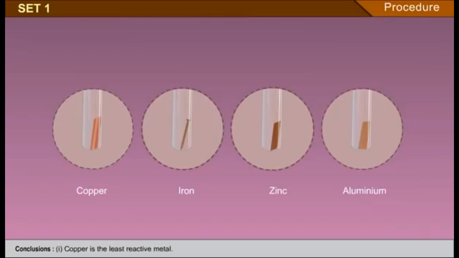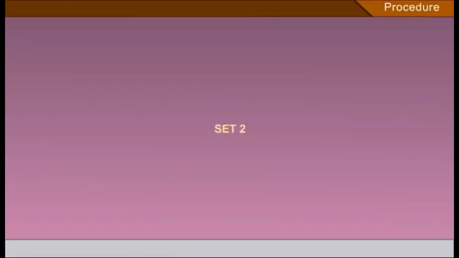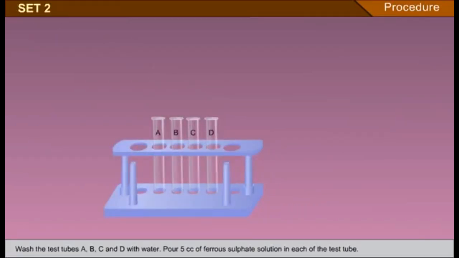Conclusions. 1. Copper is the least reactive metal. 2. Iron, zinc and aluminium are more reactive than copper. Set 2. Wash the test tubes A, B, C and D with water. Pour 5 cc of ferrous sulfate solution in each of the test tube.